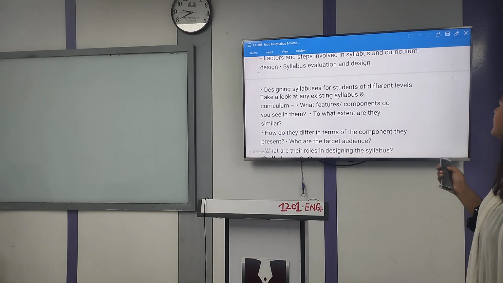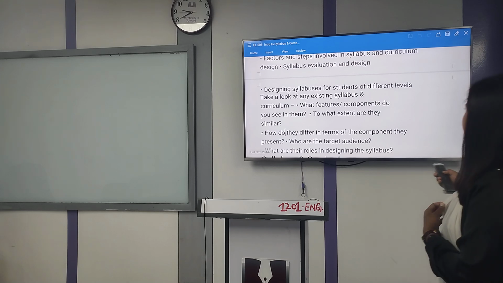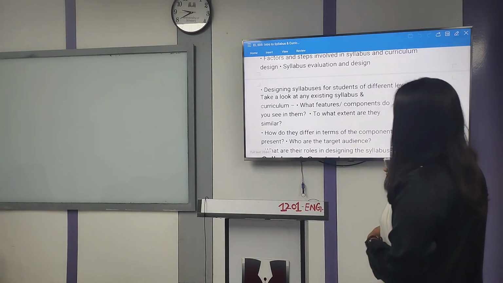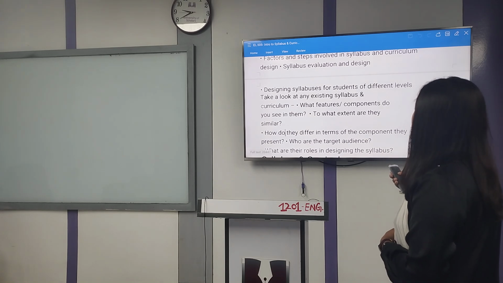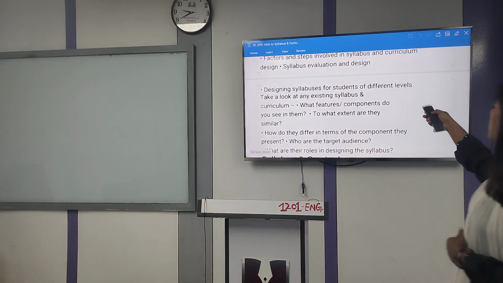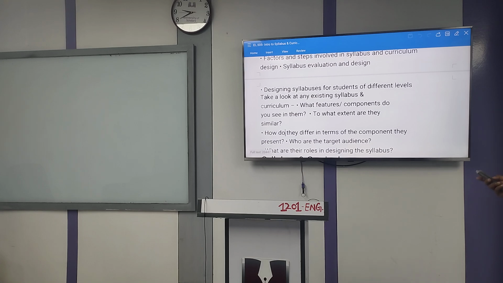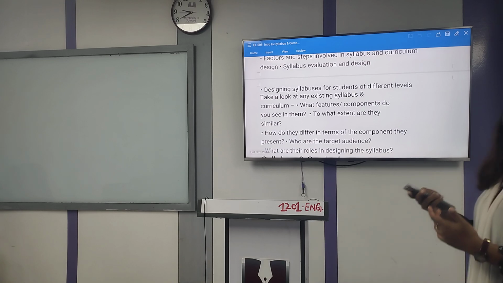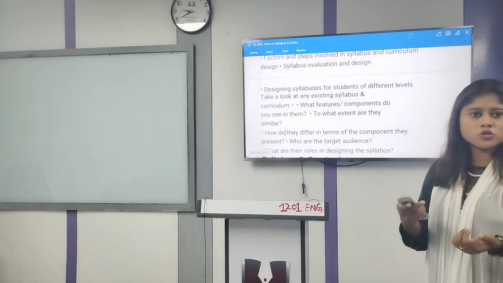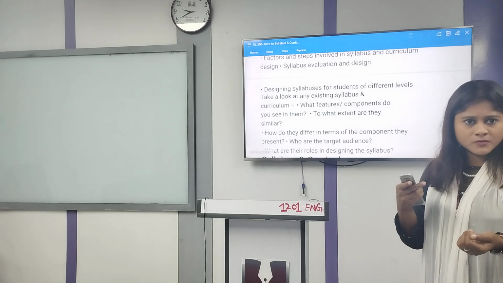So, design syllabus: what features and components do you see in them? To design a syllabus for students of different levels, take a look at any existing syllabus and curriculum. What features and components do you see in them, and to what extent are they similar? Okay, we will see this, and also we will reflect on the way we have been taught, the syllabus or the curriculum we have been introduced to.